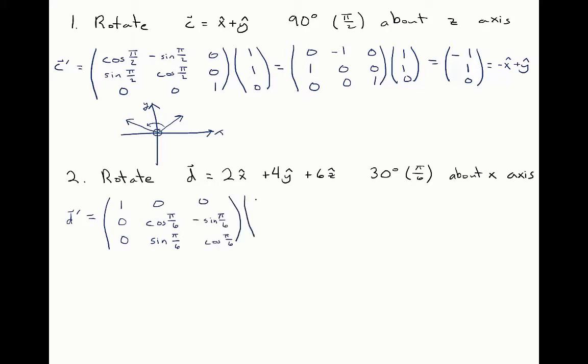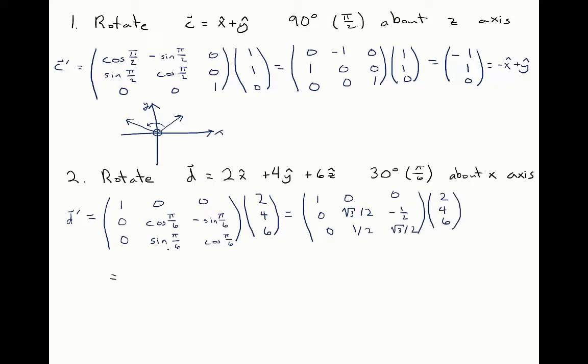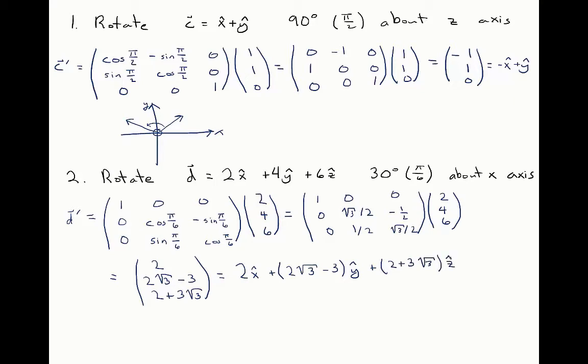Alright, so this vector is 2, 4, 6. Cosine of pi over 6 is the square root of 3 over 2. The sine of pi over 6 is 1/2. So if we work all that out, we get, which you could also write out in component form, although it looks a bit messy. Alright, I'm not going to draw this out because I cannot draw this clearly, especially without graph paper.